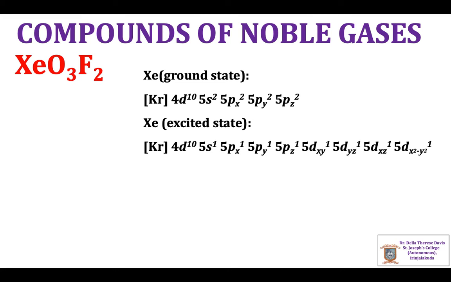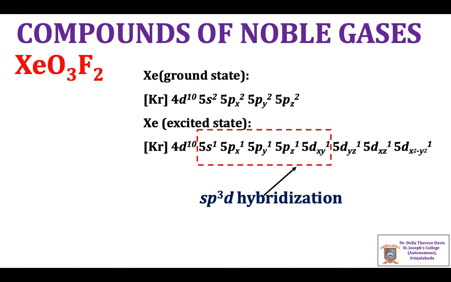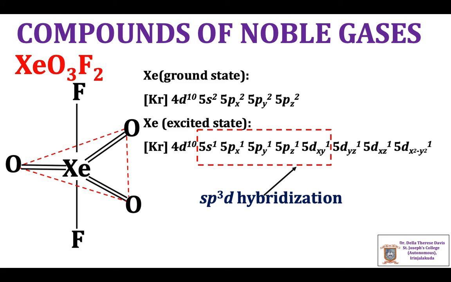And another compound is XeO3F2. Here the hybridization is sp3d. Xenon forms 5 hybridized orbitals which are half-filled, out of which 2 are used for xenon fluorine sigma bonds and 3 for xenon oxygen sigma bonds. The unhybridized 5d orbitals of xenon, which are half-filled, form pi bonds with 3 oxygen atoms.